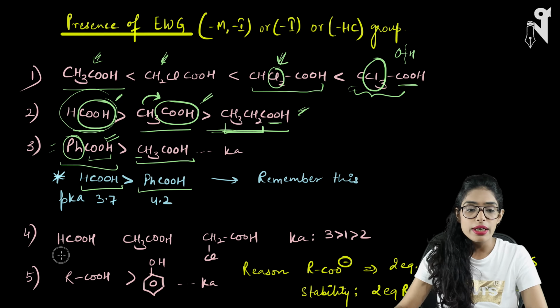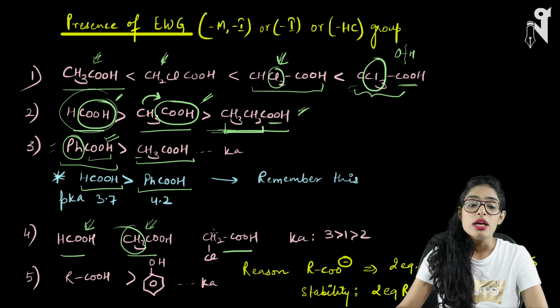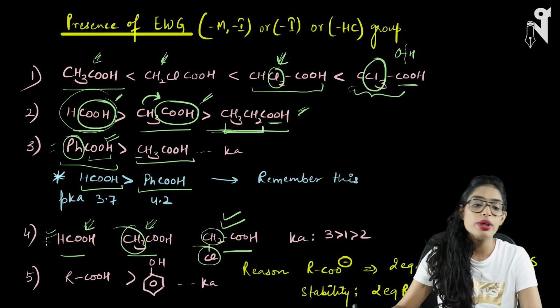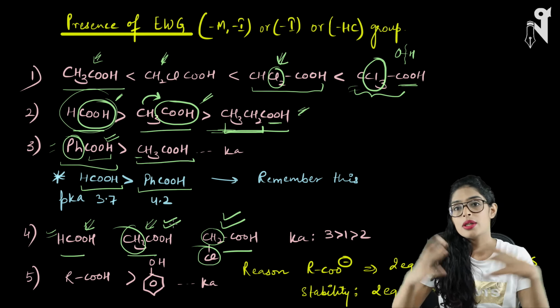Now again, let's arrange these in the acidic strength order. Here no electron donating group, no electron withdrawing group. Here one electron donating group, that is CH3, and here we have Cl as an electron withdrawing group present along with the CH2COOH. So how will be the acidic strength? This will be most acidic because an electron withdrawing group is present. Then comes this, neither electron withdrawing nor electron donating, and the next is the second one, because it has an electron donating group, the acidic strength will be least.